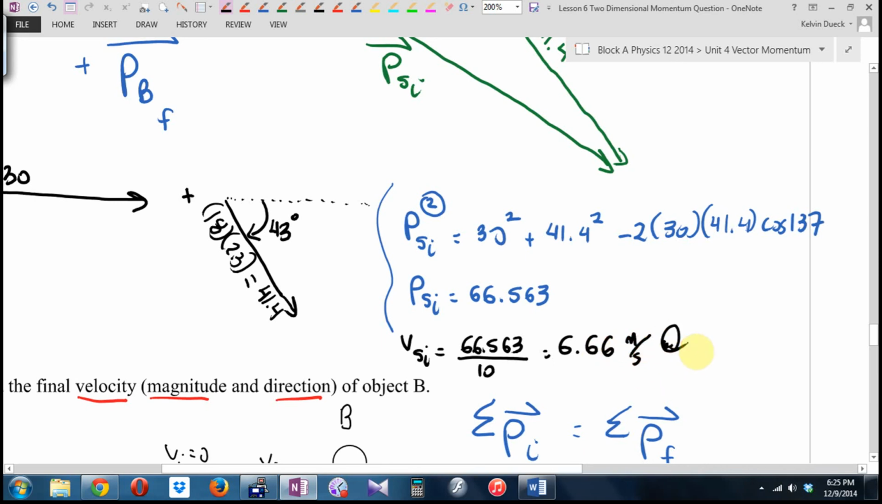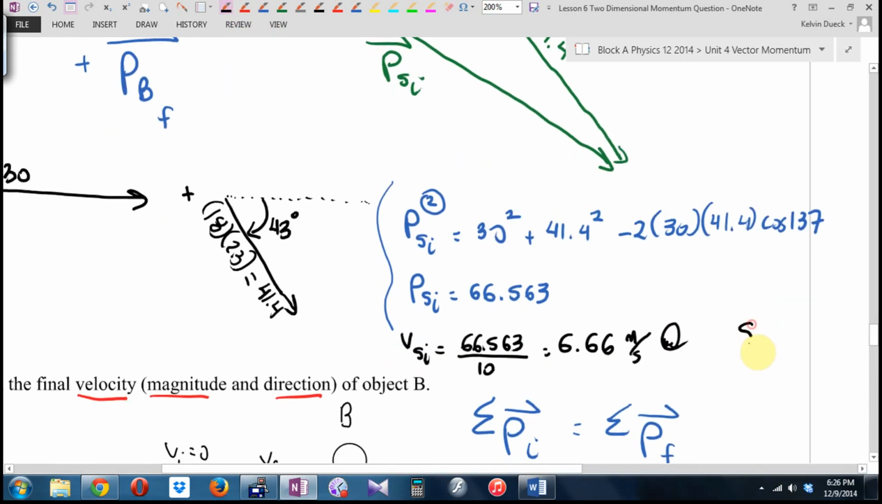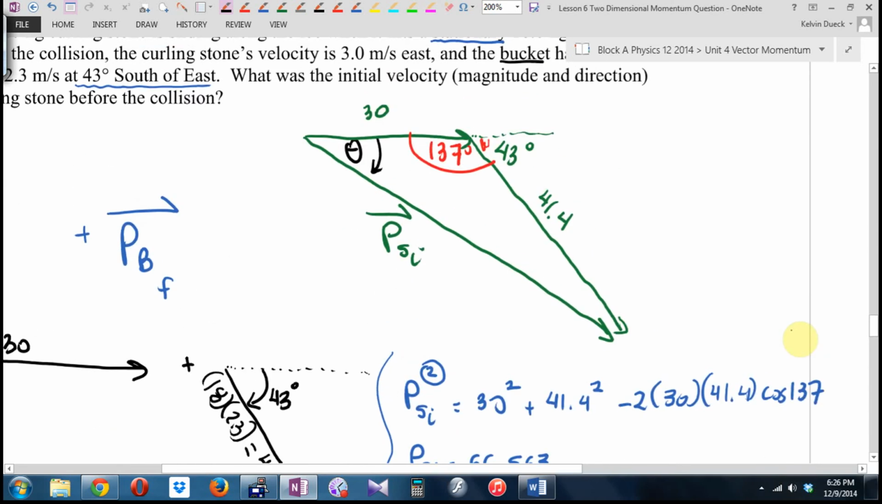At, I need a direction. There's where we're starting. What of what? North of south, east of west? What of what? South of east. Can fill that in. How big is theta? How can I find theta?